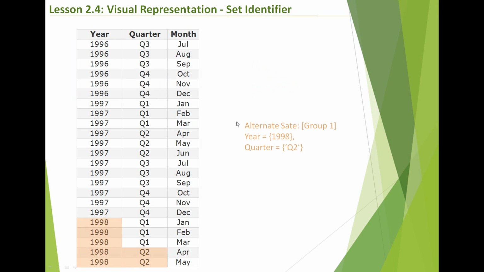And then just looking at one more example, let's say that you have an alternate state with group one, and then you have selected year equals 1998 and quarter Q2. This is how it works. And just to clarify, I'm showing that in different colors so you can follow along. So I hope this makes sense. This shows how set identifiers work when you make a selection on a group or the alternate states, and when you make selections on bookmarks, or basically current selections or full sets.